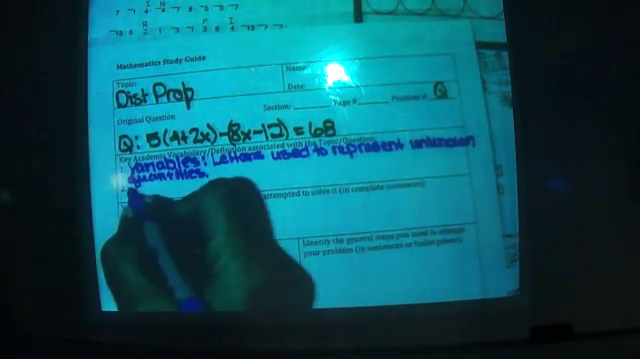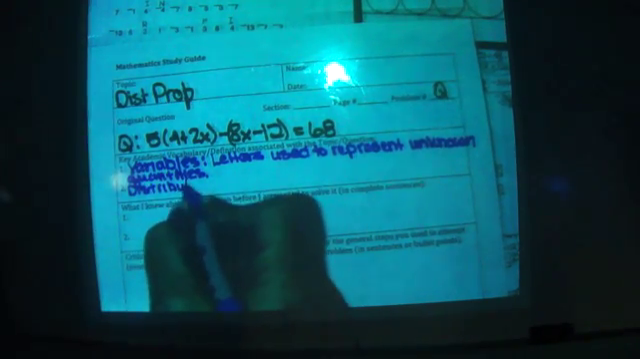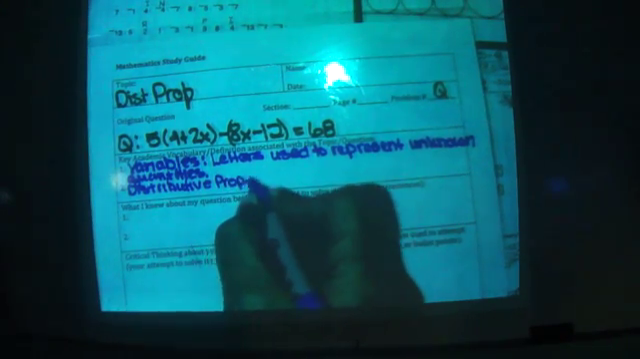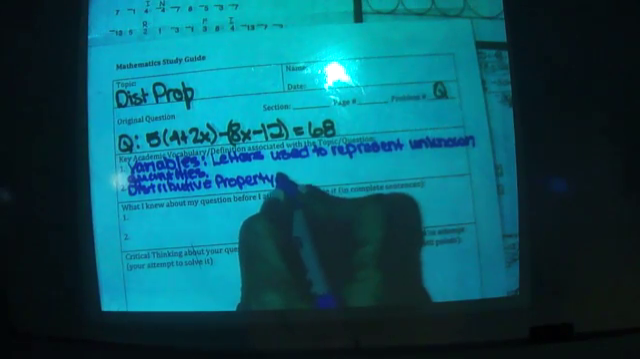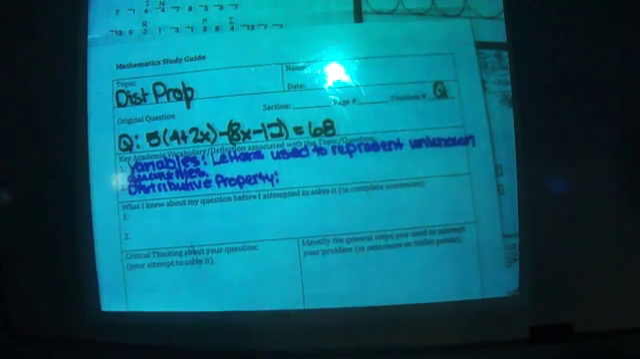Okay, what's another vocabulary that would go with this? We're talking about the distributive property. How about distributive property? That might help. What do we do in the distributive property? What does it do? Okay, so the distributive property is like this first one, 5 next to the parentheses. So what happens when you have a number next to parentheses? It's leaning against the parentheses doing what?